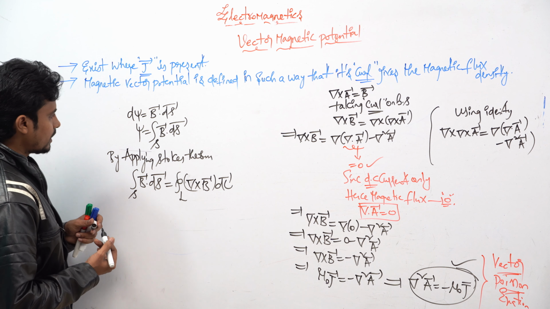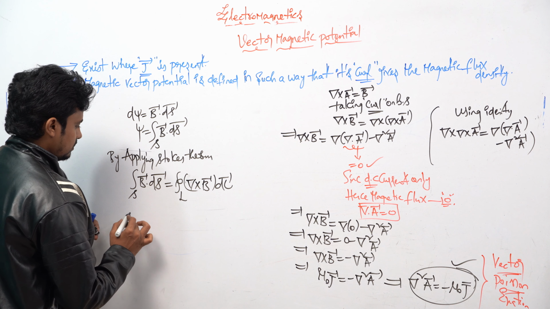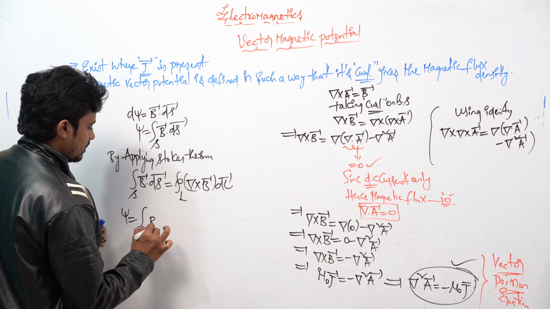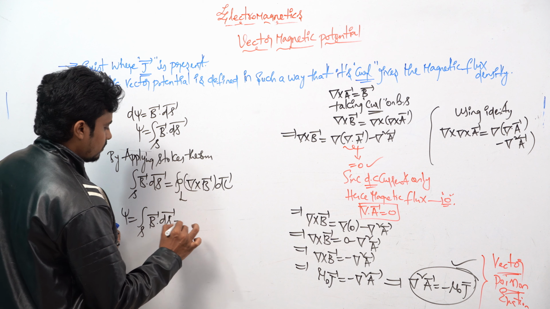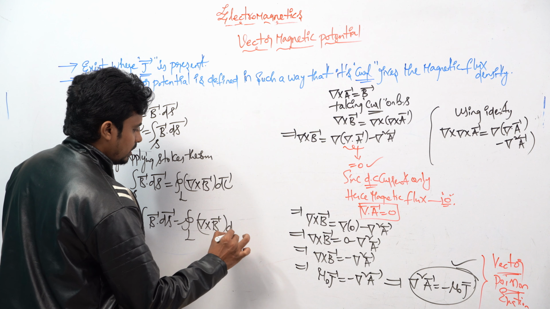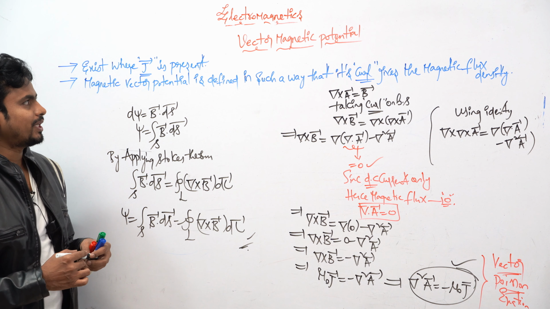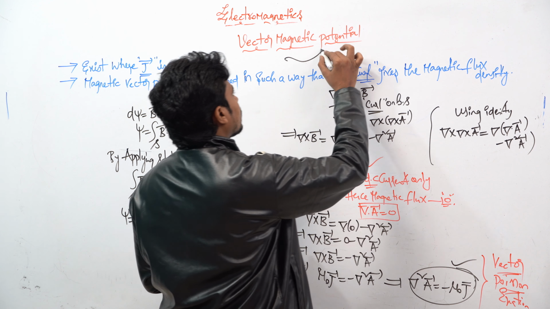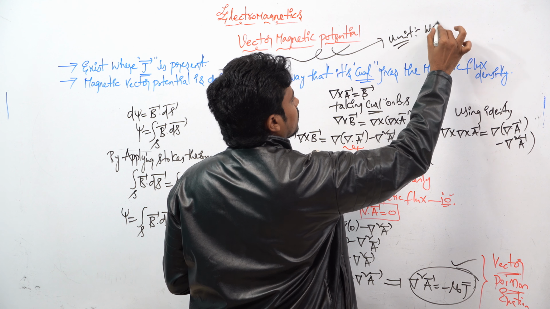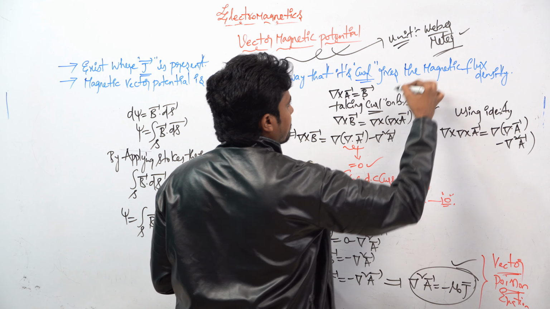Okay, so what will happen here? Substitute that. So psi is equal to the integration over S of B bar dot dS bar, that is equal to the integration over L of del cross B bar into dl bar. Okay, so what will happen to the unit? The unit for this magnetic vector potential is Weber per meter. That is Weber per meter.